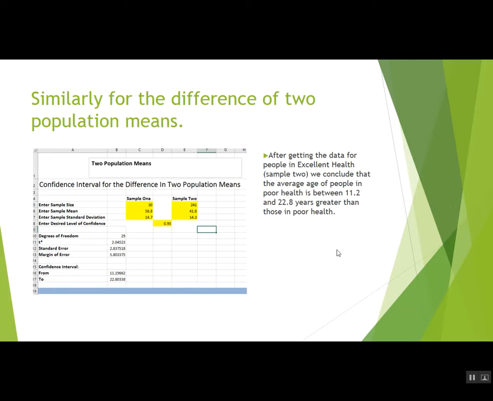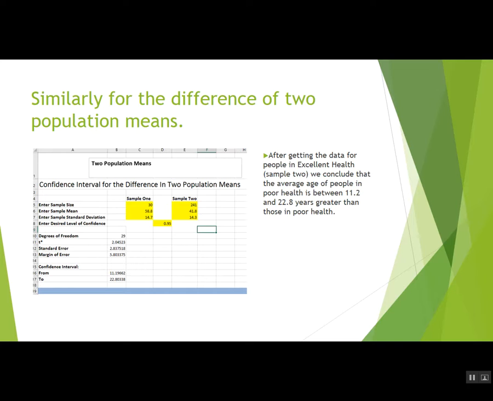And for the difference of two population means, the story is pretty similar. We have this Excel template set up. So suppose we wanted to see how much older the people in poor health were compared to the people in excellent health. So you do the filtering. For those in excellent health, the sample size is much bigger, 241 out of the 1,000. Sample mean is 41.8, considerably younger, just as we might expect. Sample standard deviation, 14.3, about the same.